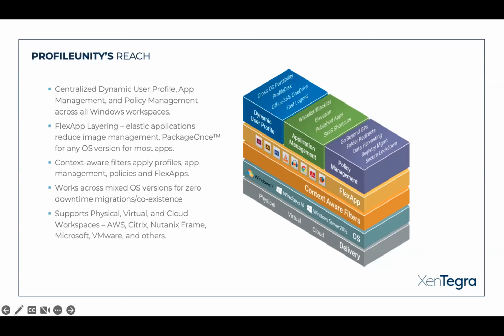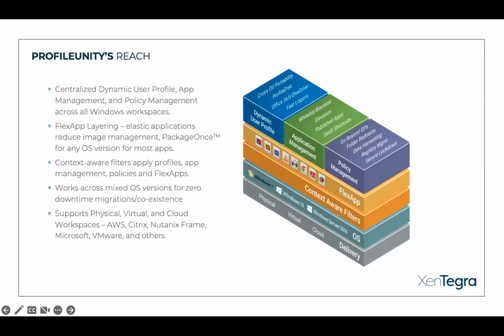That feature itself enables you to elevate privileges for select users to either run or install select applications. Or you can even restrict users from running applications in the base image. So you have that capability with application rights management. We talked earlier as well about context-aware filters, giving you really granular control over how these configurations are applied within Profile Unity and FlexApp. You can apply a configuration based upon a single filter, or you can stack hundreds of different criteria and apply these policies to these users.